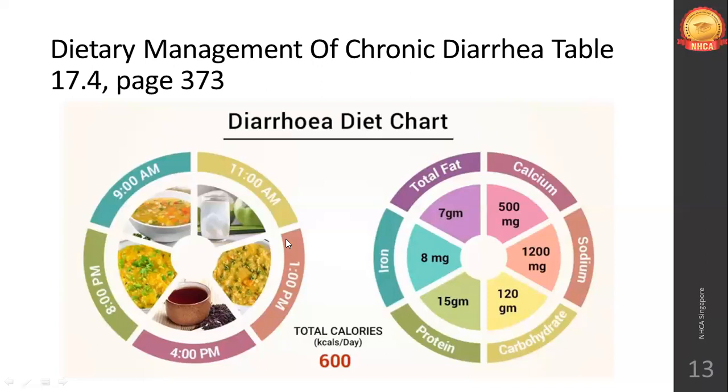Chronic diarrhea is usually non-infectious. Acute diarrhea can be infectious. Food poisoning can lead to acute diarrhea. Stomach infections can lead to acute diarrhea. Chronic diarrhea is usually non-infectious. It is not caused by bacteria, virus, or any other microbes.